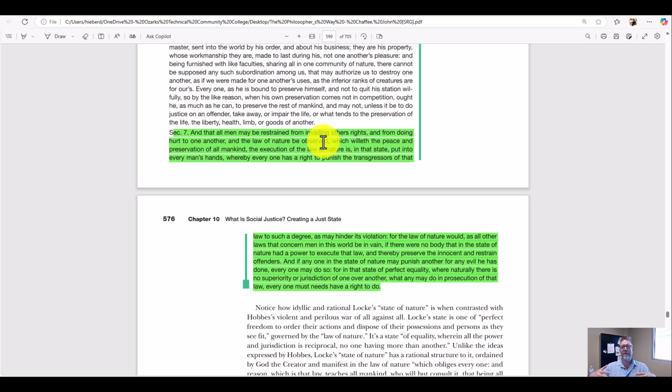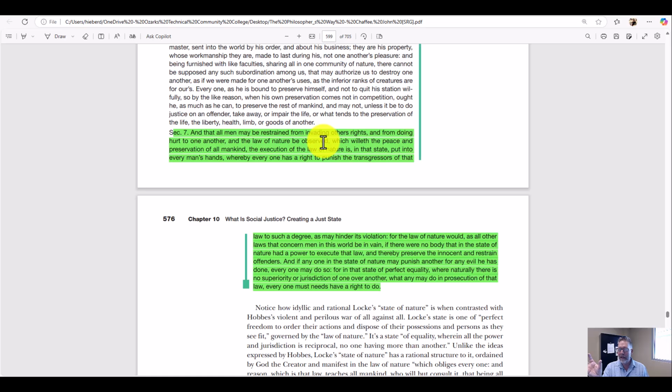What he means there is that the state of nature has the law of nature. And in the state of nature, there's obviously no police force, because that's what we mean by the state of nature, right? Whenever we talk about the state of nature, we're talking about a time that exists prior to the formation of civil society. So if there's no civil society, there's no judges, there's no legislatures, there's no police force, there's no army, there's none of that, right? It's just you and I existing without society, without culture.